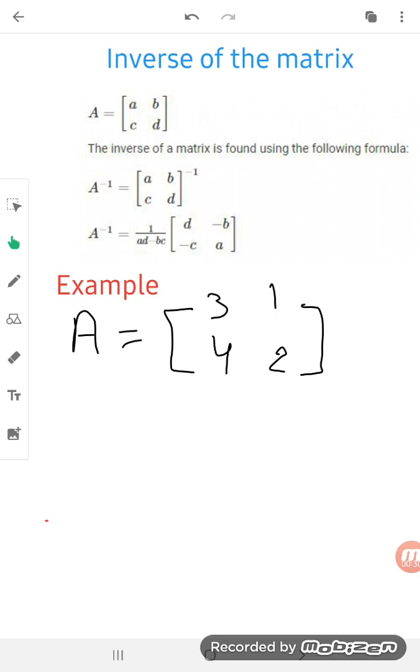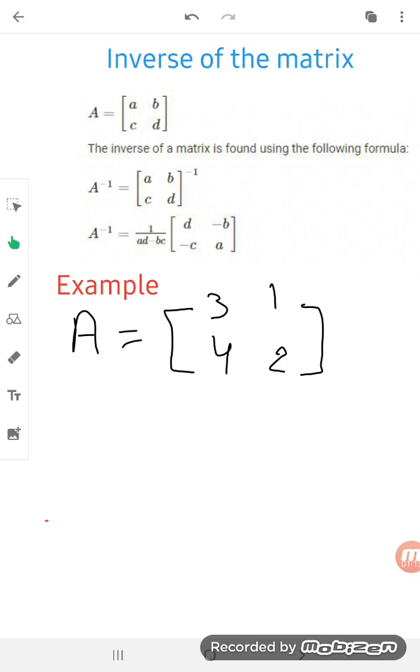To find the inverse of the matrix, step number 1, find the value of the determinant of this matrix. Determinant means AD minus BC, and put 1 over this value. So, step number 1, 1 over AD minus BC. Step number 2, interchange the principal diagonal elements A and D. Put D and A.